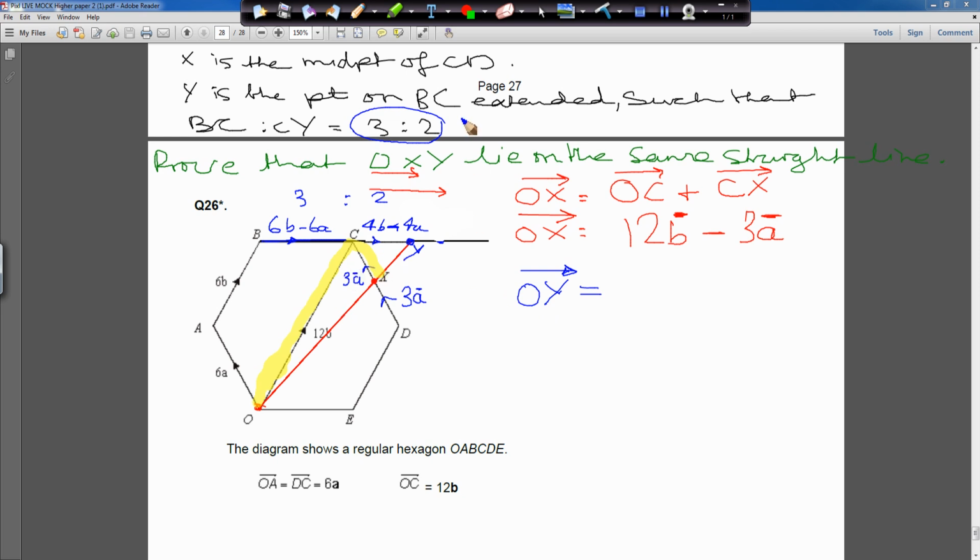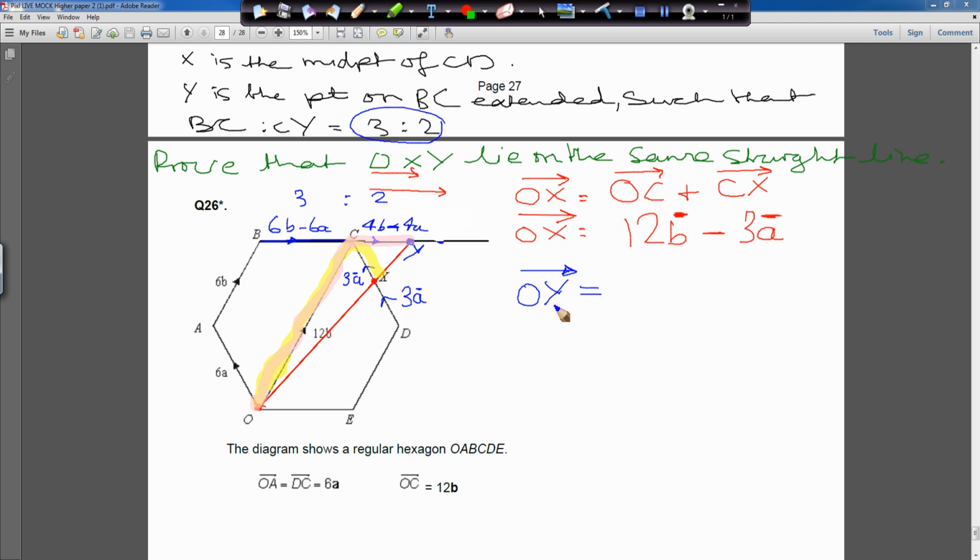So O to Y, let's get rid of this yellow bit here first. Let's pick a different color, a pink. Now we're going to go from O to Y. We don't have the direct route, so we're going to go this way: O to C, and then from C to Y. So let's change back to a blue.